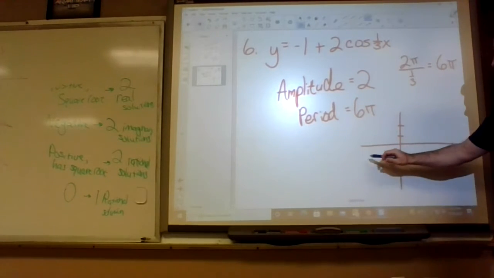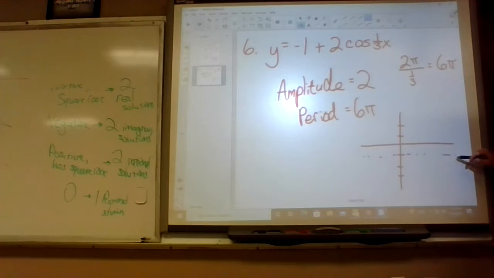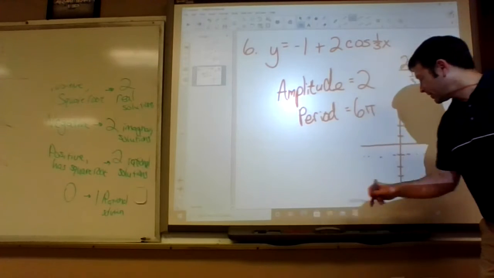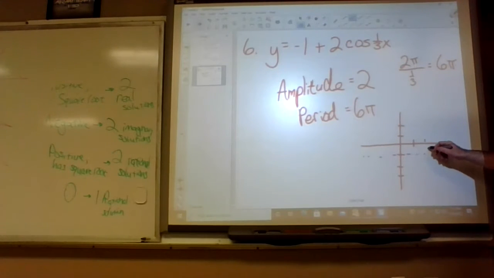So basically, I'm just gonna put this in here to help me out. That's the middle, and this is the bottom, and this is the top. Now, when I do my horizontal axis, the period is 6 pi, so I'm just gonna say the fourth mark is 6 pi.